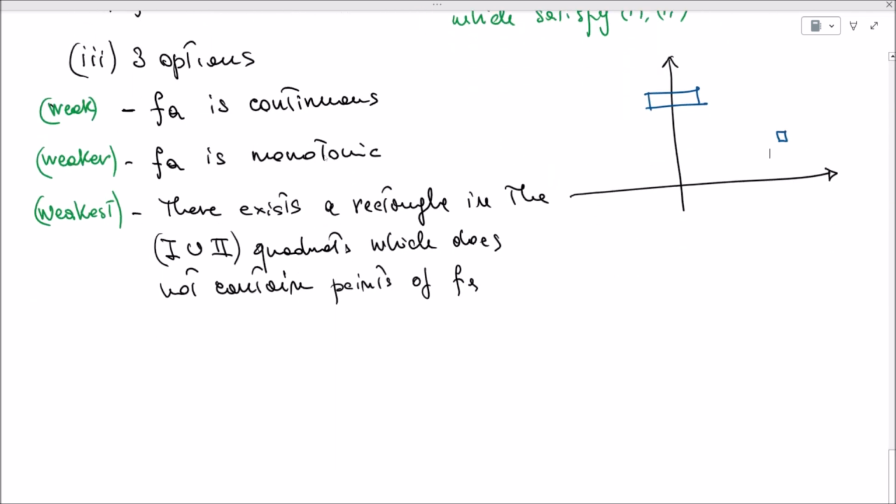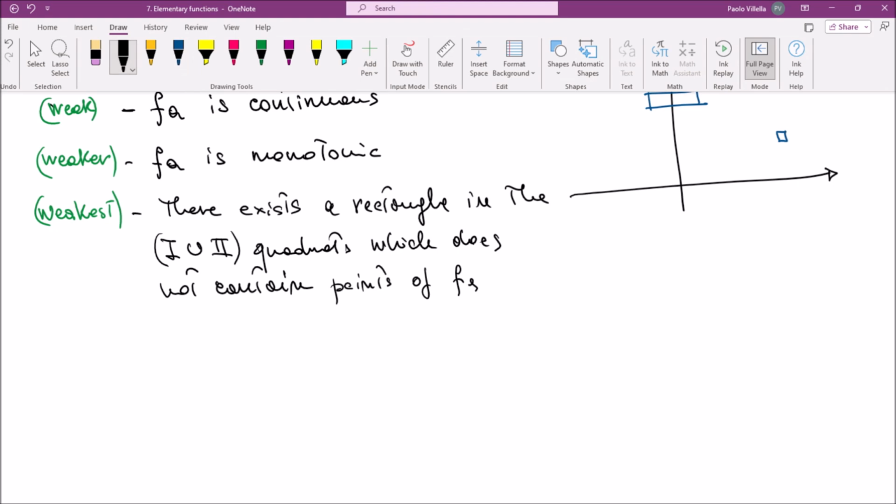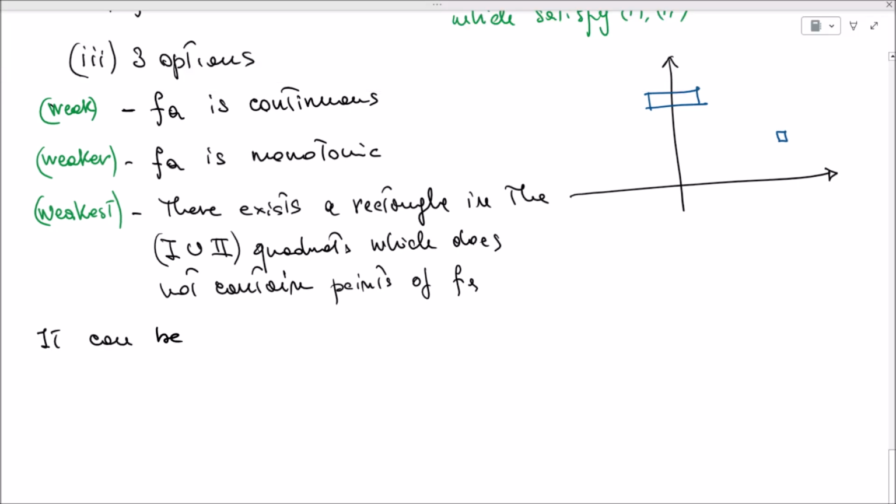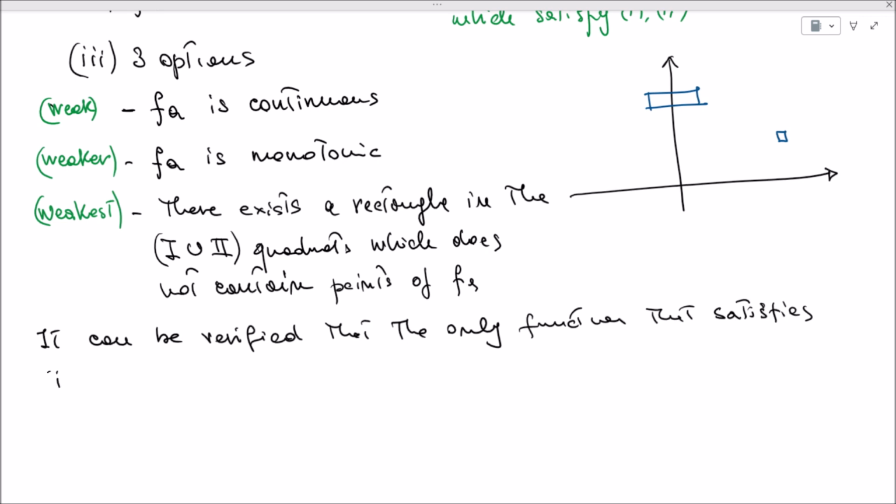Right, so we can conclude this saying that it can be verified that the only function that satisfies 1, 2, and one of the possible three options for the third condition is the function given above with those graphs.